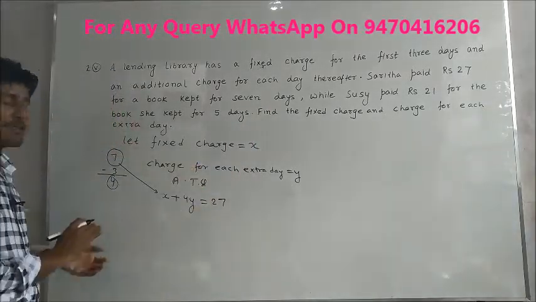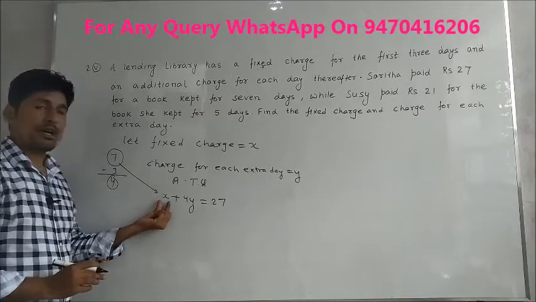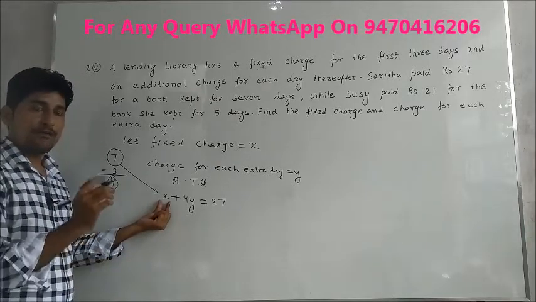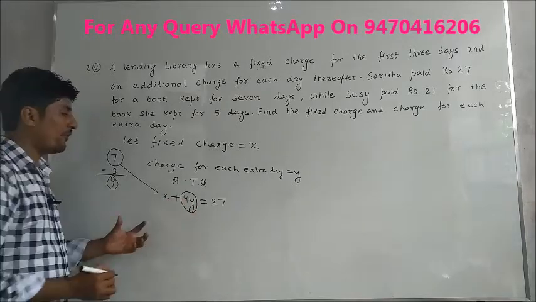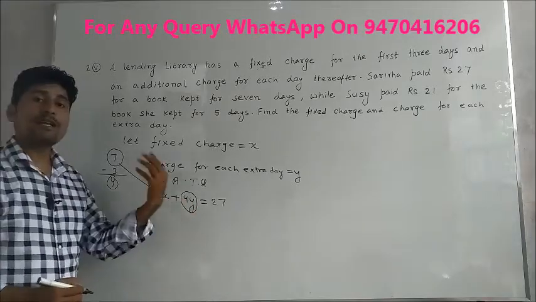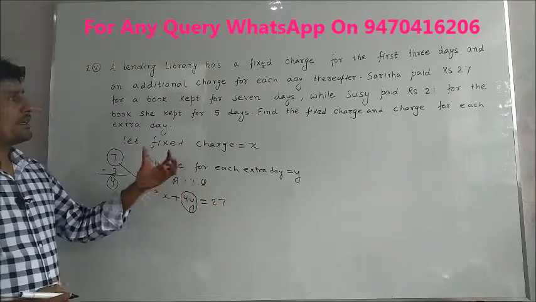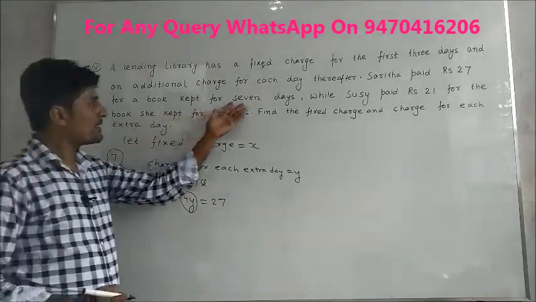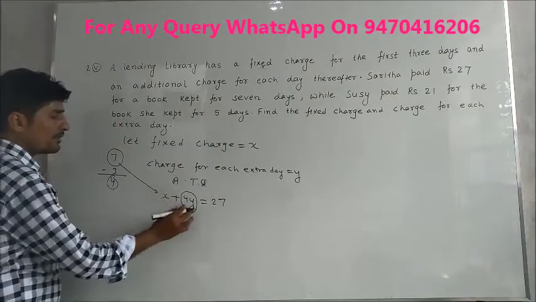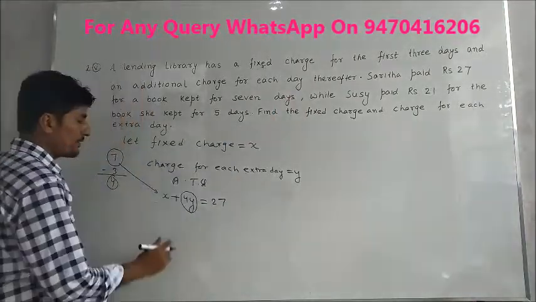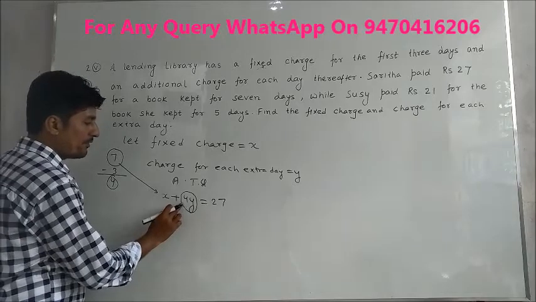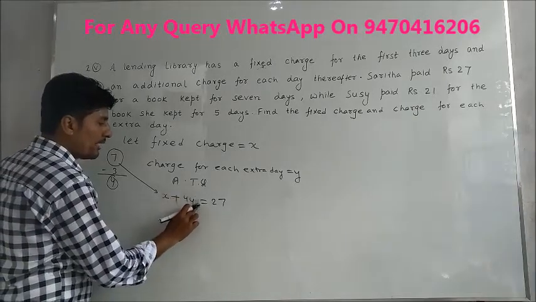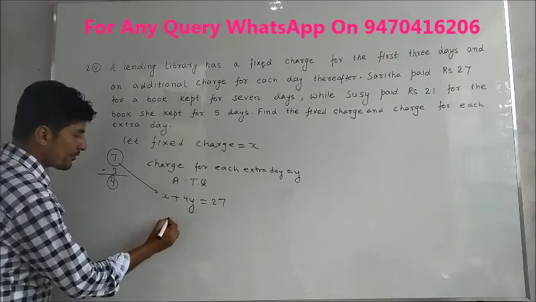Once again I can repeat this line. x is the charge of keeping the book for 3 days and 4y is the charge for keeping the book for 4 extra days. The total days she has the book is 7 and the total cost is already given, 27. So this is our very first equation: x plus 4y equals 27. Now accordingly we can form the second equation also.